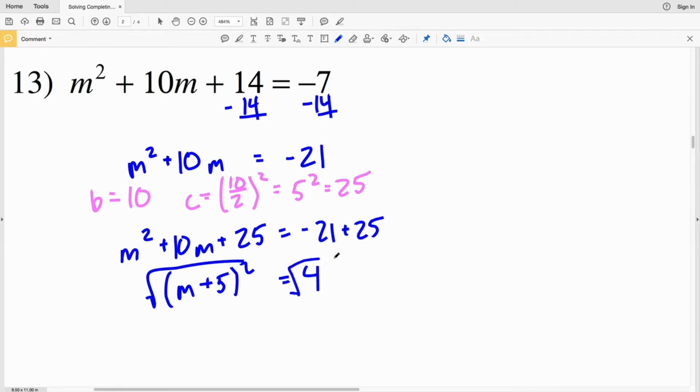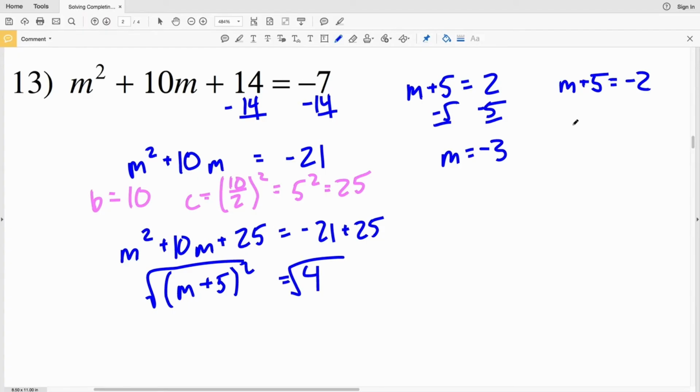Now, taking the square root of both sides, I'll get that m plus 5 equals a positive 2, and m plus 5 equals a negative 2, since the square root of 4 is positive 2 and negative 2. I'll subtract 5 from both sides to get that m equals a negative 3. 2 minus 5 is negative 3. And then in my other equation, I'll subtract 5 from both sides to get that m is equal to negative 2 minus 5, which is negative 7. So my solutions in 13 are negative 3 and negative 7.